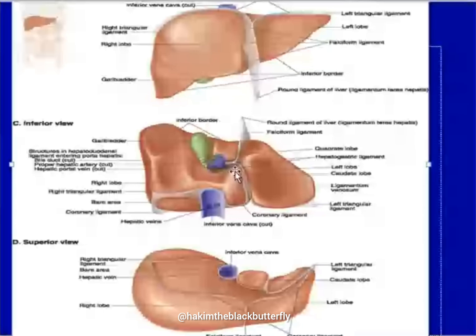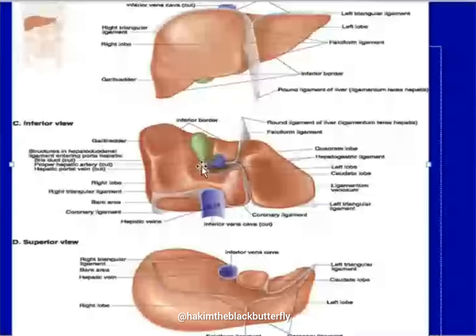What else are we seeing below the right anatomical lobe apart from the porta hepatis? We are seeing the gallbladder. The gallbladder is on the inferior surface of the right anatomical lobe. In fact, the peritoneum, which is lining the liver, seals the gallbladder on the undersurface of the liver. That is why when you move the liver, it moves with the gallbladder, because the peritoneum of the liver has sealed it on the undersurface of the right anatomical lobe.